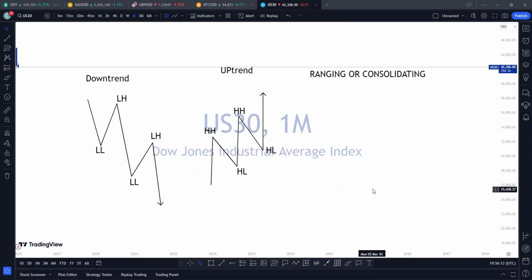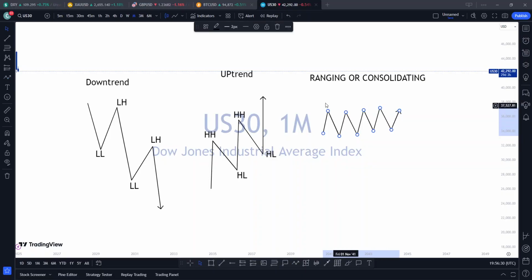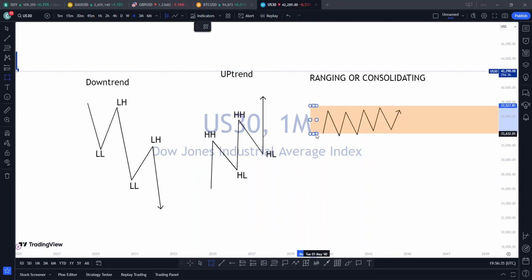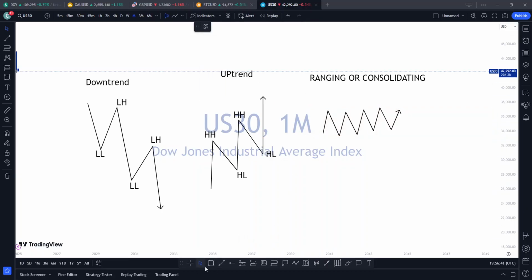So when you're talking about a ranging or consolidating market, what we talk about is the market doesn't move the way the downtrend or the uptrend moves. It just moves sideways, right? It's not giving us higher highs and higher lows. It's not always perfect like this, but it gives us some sort of ranging market, basically just ranging like a box.